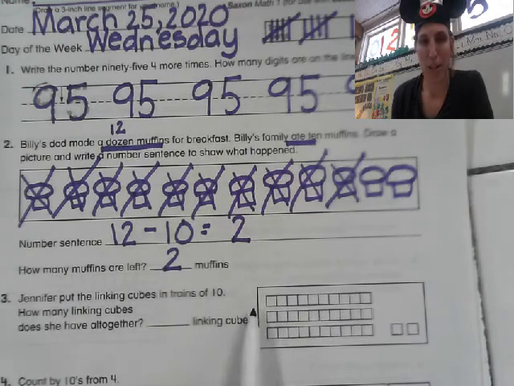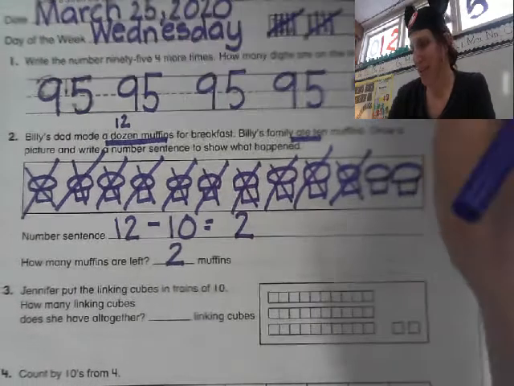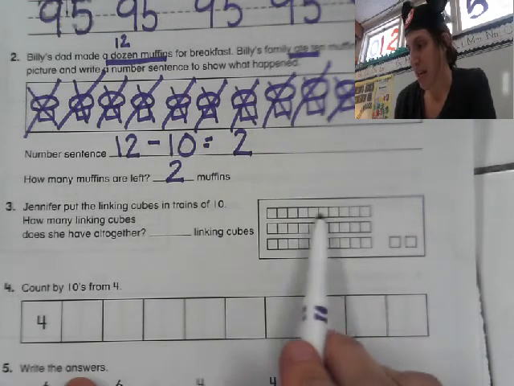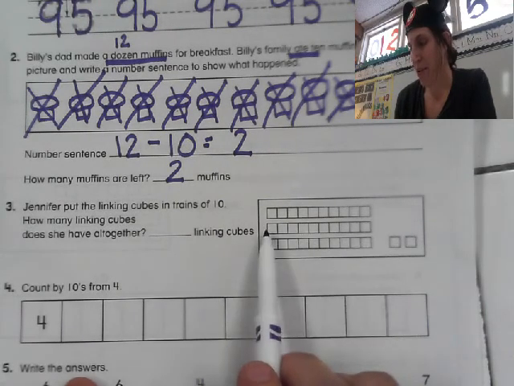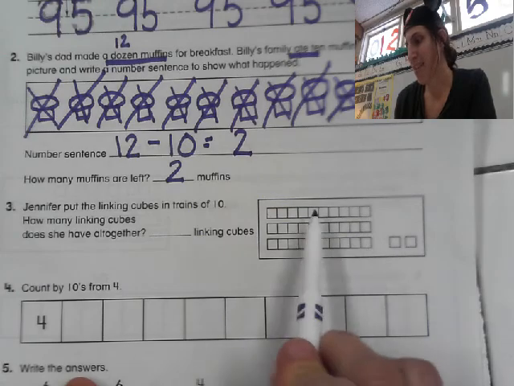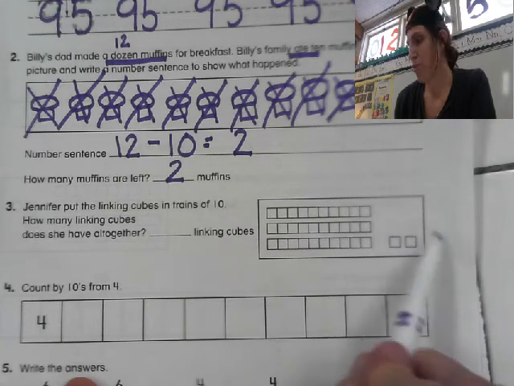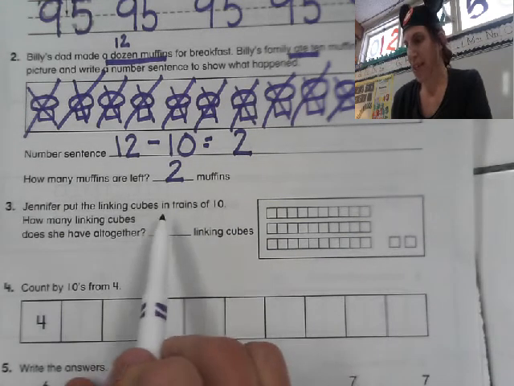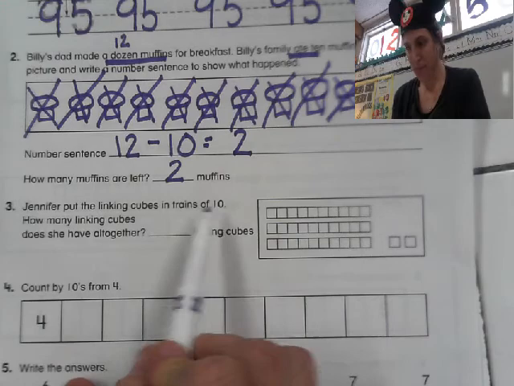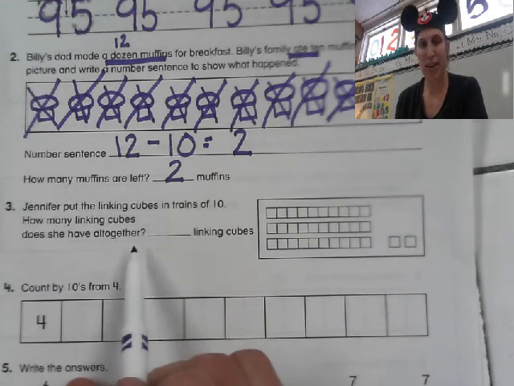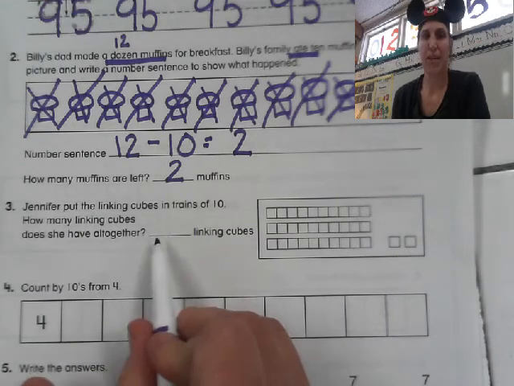All right, now I see that we have some linking cubes, and they are in trains of 10, or groups of 10. So we see 10, another group of 10, another group of 10. I see 3 groups of 10 and 2 extras, 2 ones. Jennifer put the linking cubes in trains of 10. How many linking cubes does she have all together?